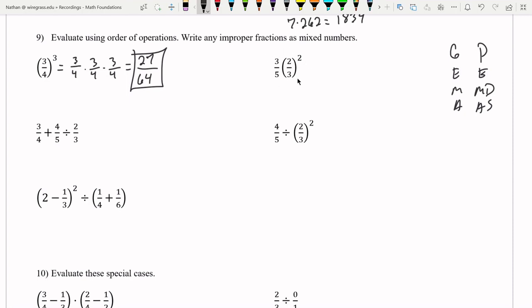Okay, we're going to do exponents first before the multiplication, right? Because this is right next to this number, so it's going to be multiplying there. We're going to do the exponents first. 2/3 squared is 2/3 times 2/3. I can write it out, or I can just do 2 times 2 is 4. 3 times 3 is 9.